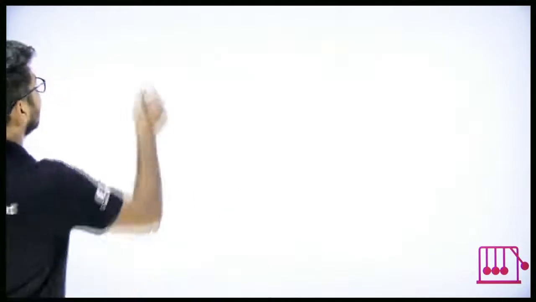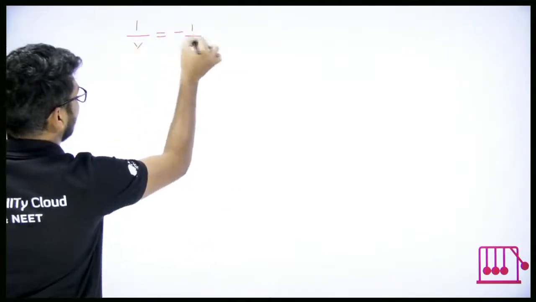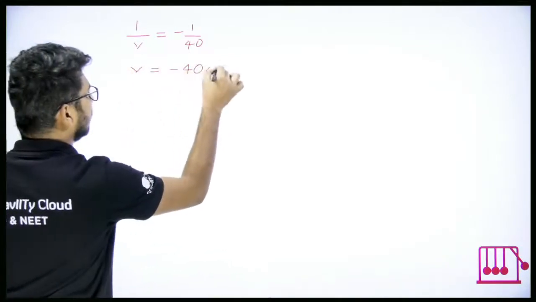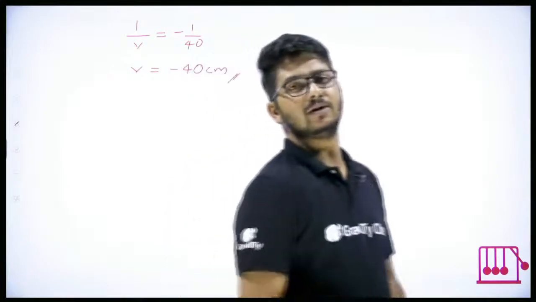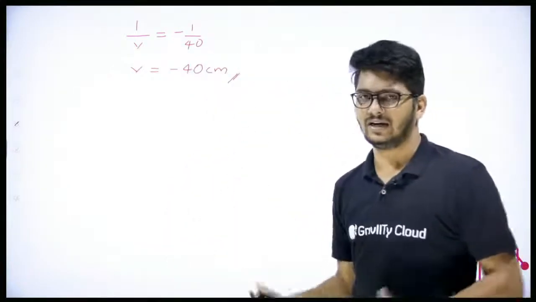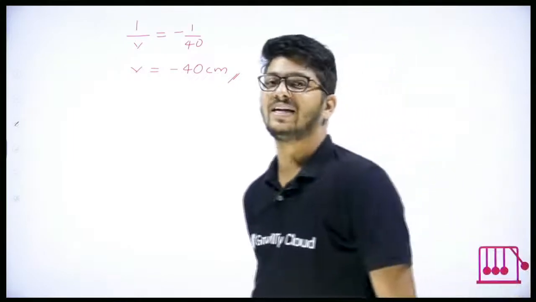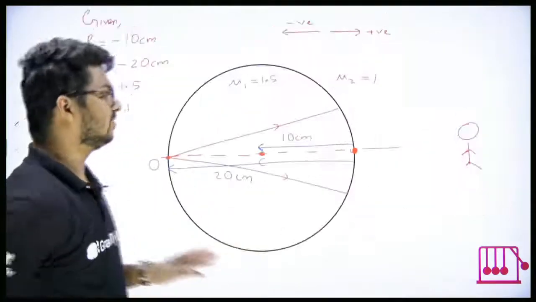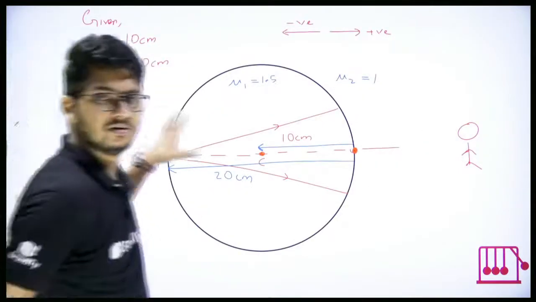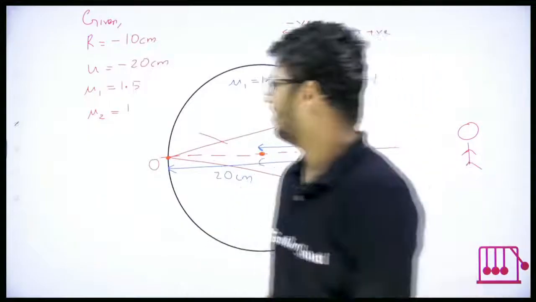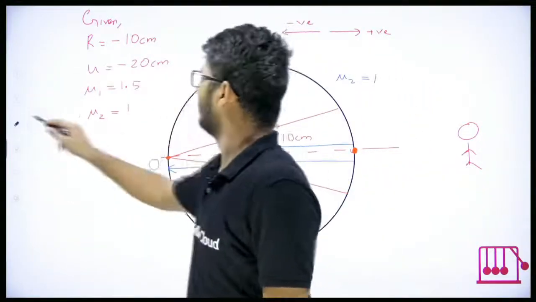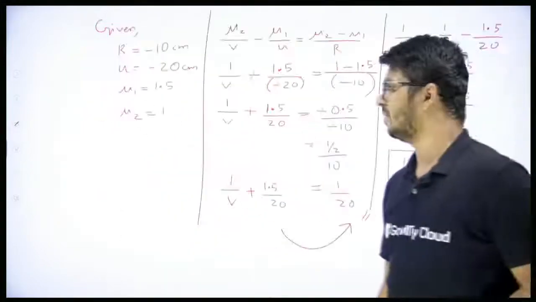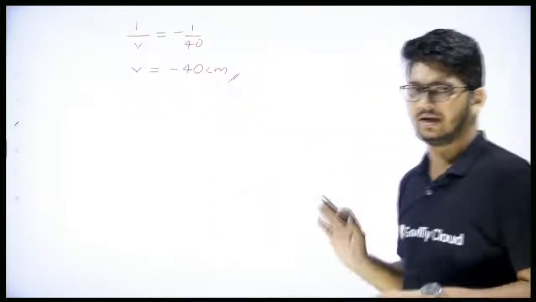Because we need V. We got 1 by V as minus 1 by 40. What we need is V. We have to take the reciprocal. So V is equal to minus 40 centimeter. Units, you can just write them down at the end. So image distance is minus 40 centimeter. That's it. See, once we get the given information, and always draw an image. Image will always be helpful. Draw the image. Once you draw the image, you'll understand the situation. Then you can easily write down the given information. Then substitute, solve, you'll get the answer.